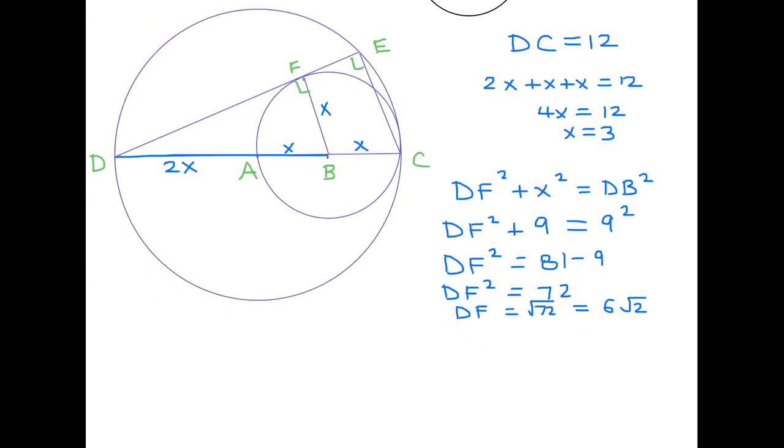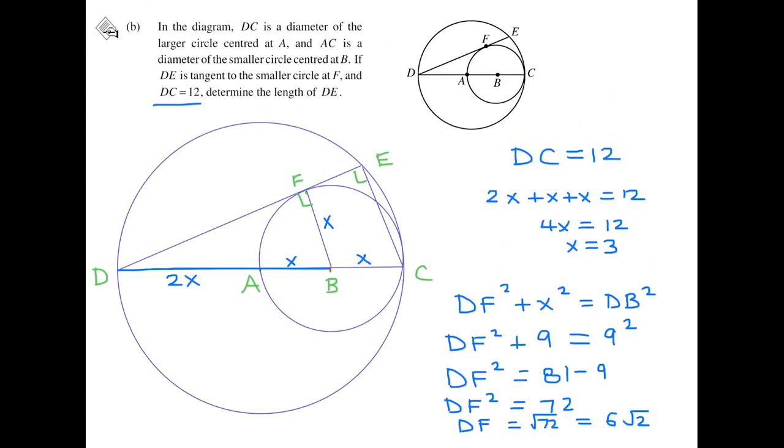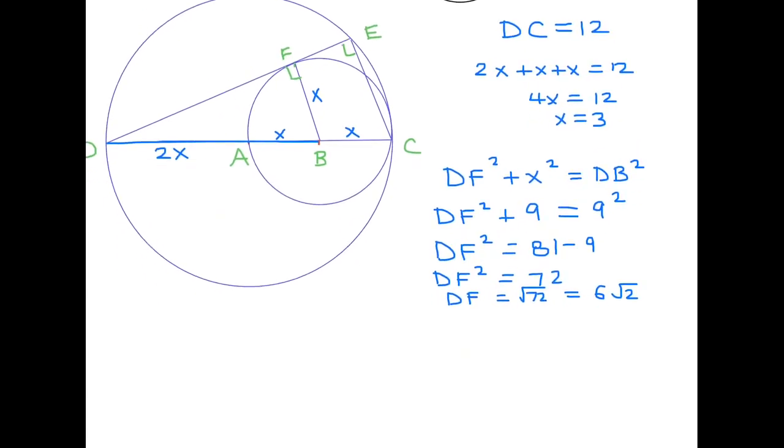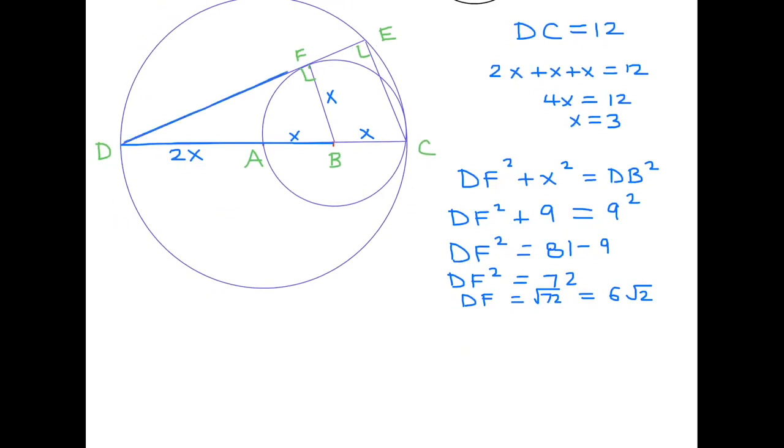Now, what is the question asking us? It's asking us to determine the length of DE. All right. So they want us to find the length from all the way from there to there. All right. So if you look at two triangles, DFB and DEC, you'll notice that they're similar.